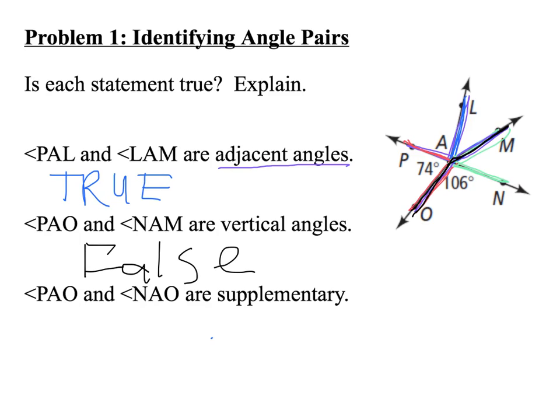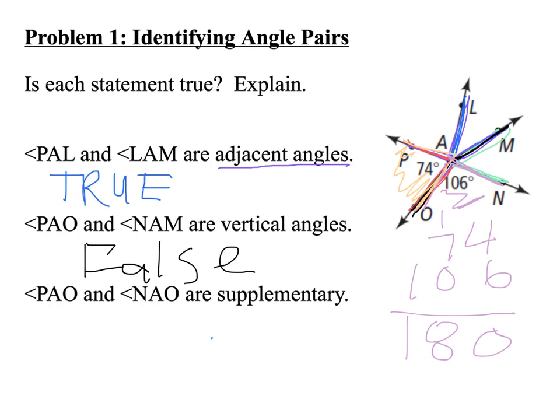Then the last one, are these two angles supplementary? So I'm looking at PAO, this angle right here, which I see is 74. And I'm also looking at angle NAO, which is this angle right here, which is 106. One thing, if you see that they lie in a straight line, then yes, they'd be supplementary. Since I'm actually given numbers here, I'm going to add them up. So if I add them up, this becomes 180 degrees, so yes, this would be true. They're supplementary because those two angles add up to 180 degrees.